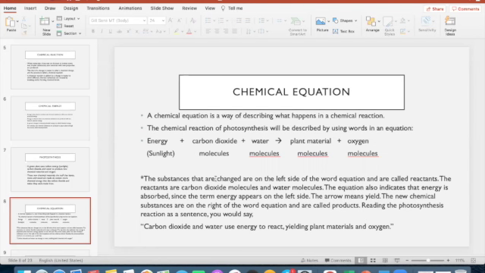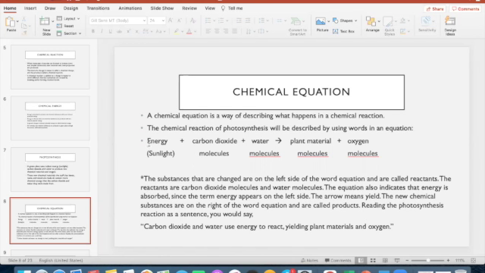All right, so this is what a chemical equation looks like. So what is a chemical equation? It's a way of describing what's happening during a chemical reaction. On your left-hand side are your ingredients, and on the right-hand side are your products. This is the chemical equation for photosynthesis.